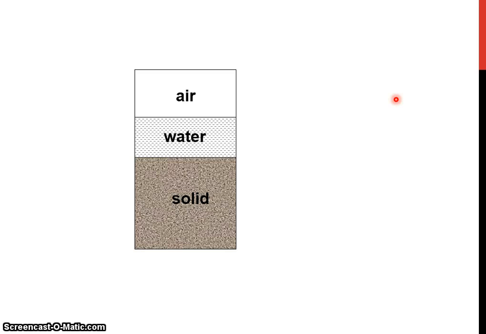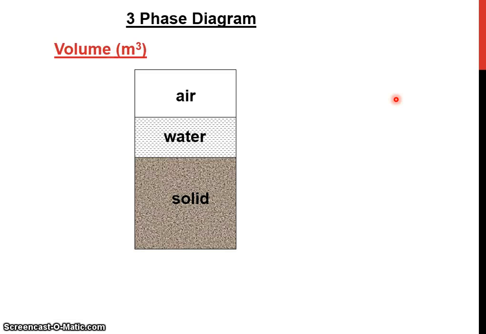So let's see how. This is the three-phase diagram. We start with the three-phase diagram first. We don't need to see the fully saturated and dry yet. Later on we go there. So for the three-phase diagram, of course, we have volume in meter cube, also weight in kilonewton.